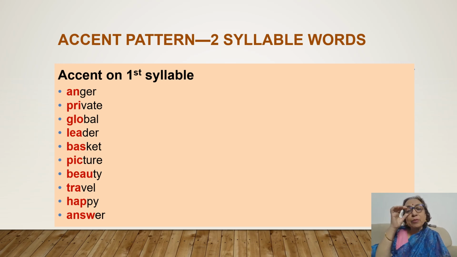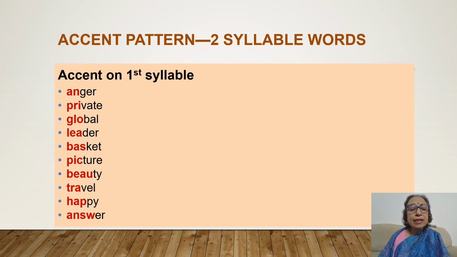If you make such a mistake, or if you pronounce anger as anger, same both syllables, then your rhythm of English is going. Every language has its own rhythm. So to keep the rhythm of the English language, you need to keep the syllable stress in mind. Accent or stress, that is interchangeable.